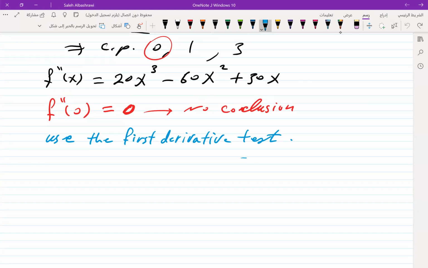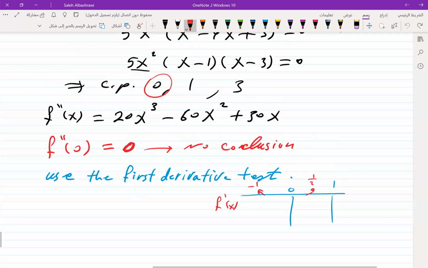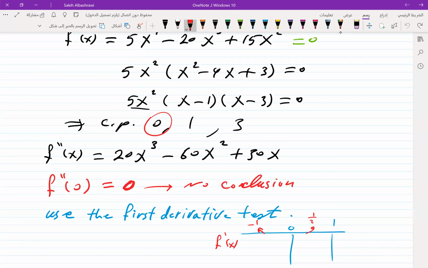In the first derivative test, I have 0 and I have 1. I need to check around 0. So this will be 1/2 as a testing point and minus 1. This is the sign of the derivative. Replace x by minus 1 in the first derivative in this one.